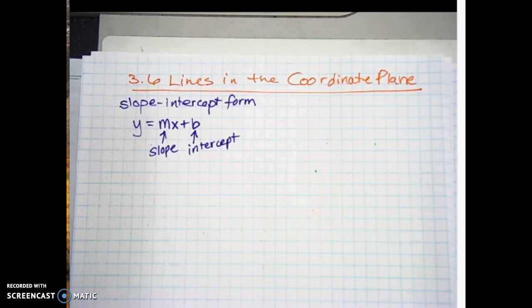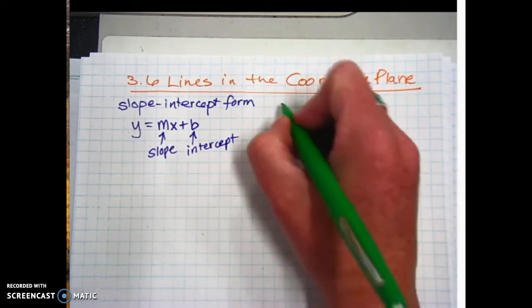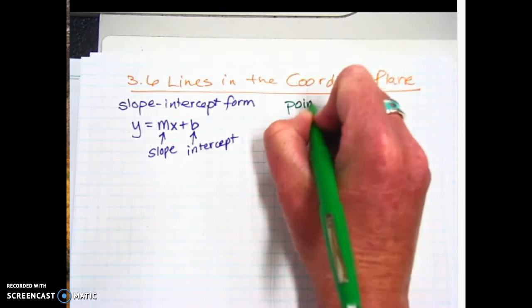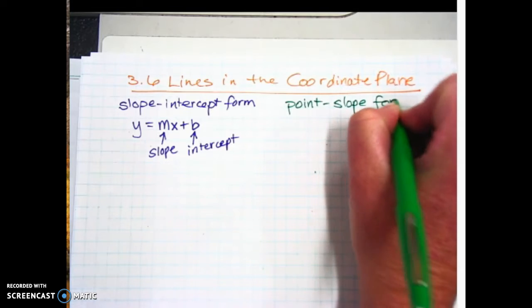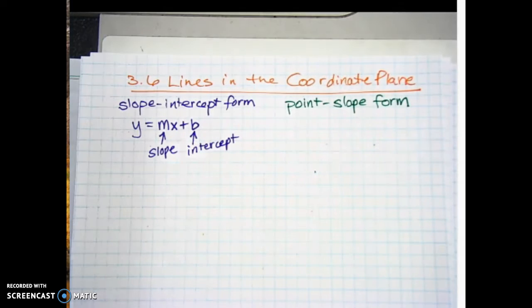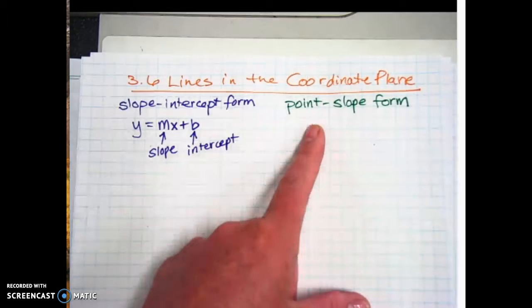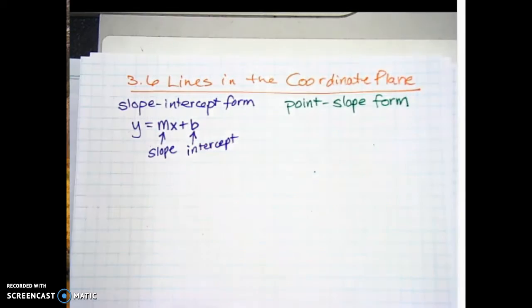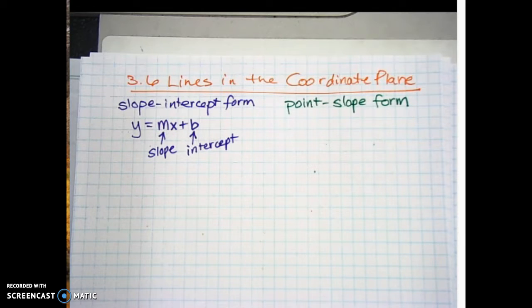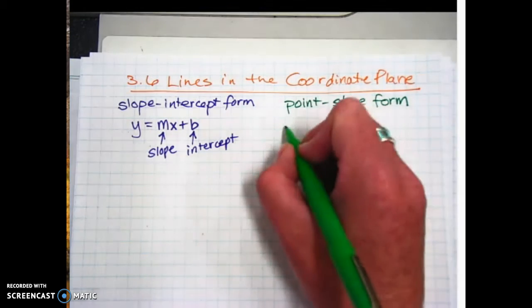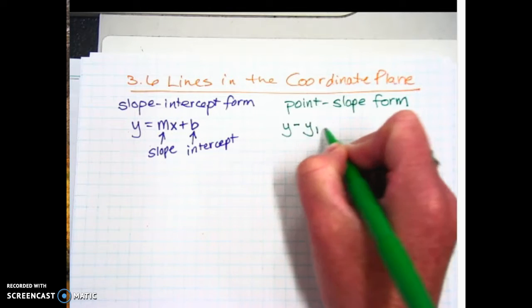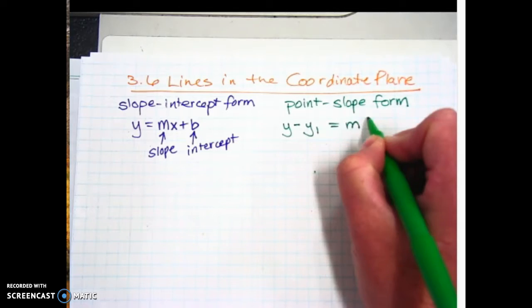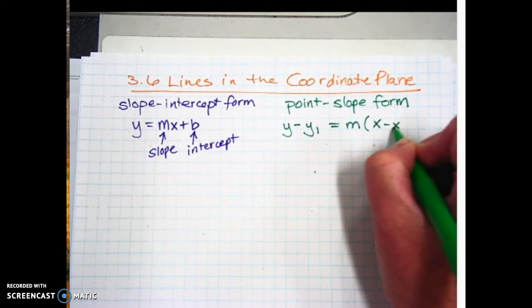The next form we're going to look at is called point slope form. Most people learn the point slope form first, and then once they learn slope intercept, they kind of forget about the point slope form because slope intercept form is a little more useful. All right, so point slope form looks like this. It's y minus y1 equal to m times x minus x1.